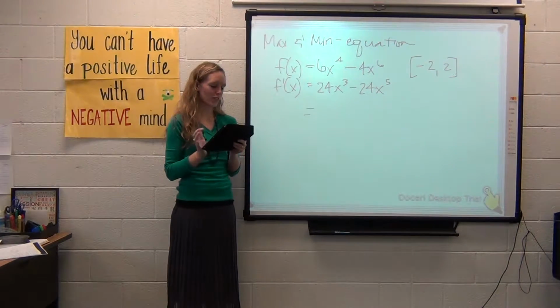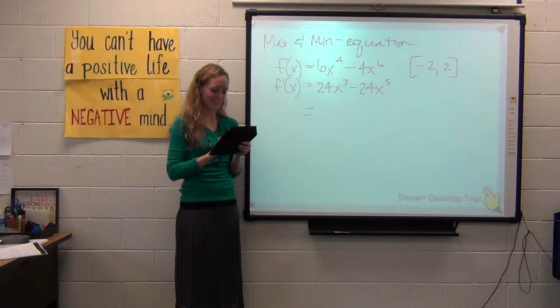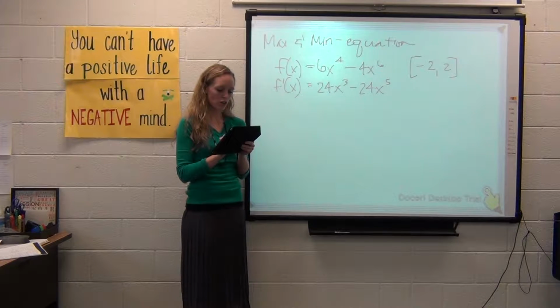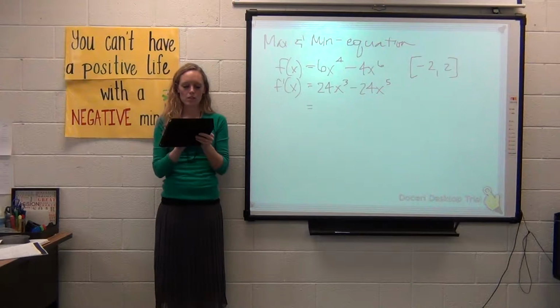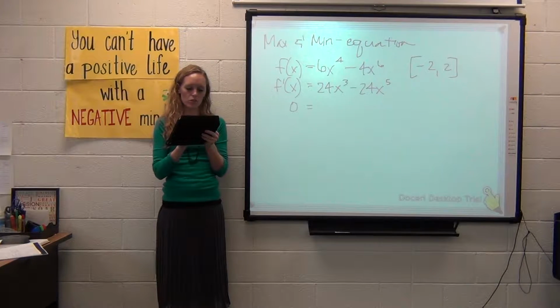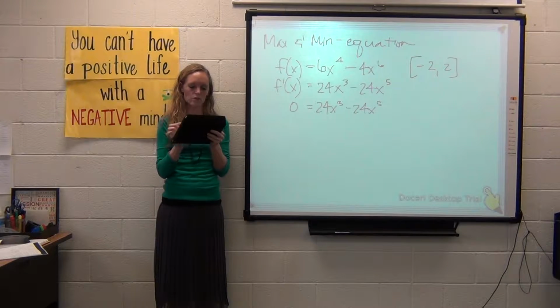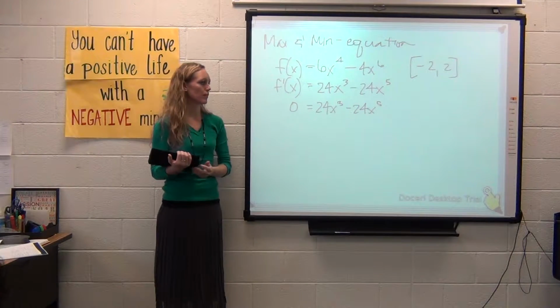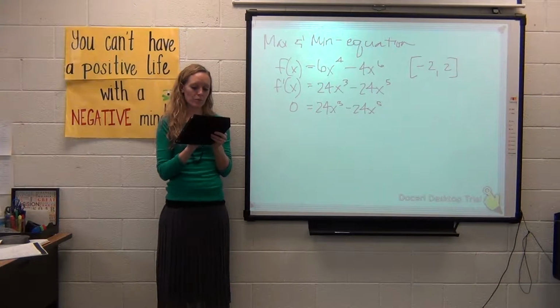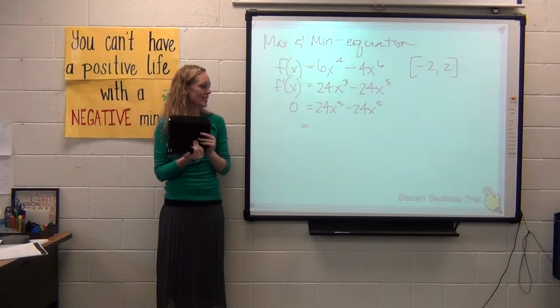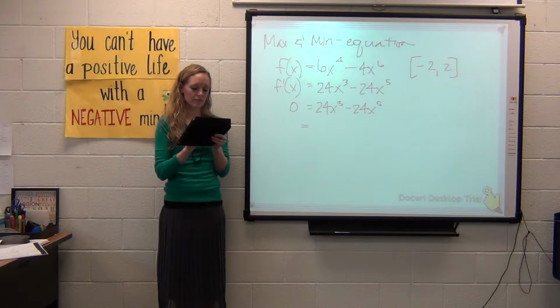Okay, we're going to keep going with this derivative here. So critical numbers, how do I find critical numbers? Set it equal to 0. So I have 24x cubed minus 24x to the fifth equals 0. How do I solve a problem that looks like this? Factor would be the proper word. What can I factor out?